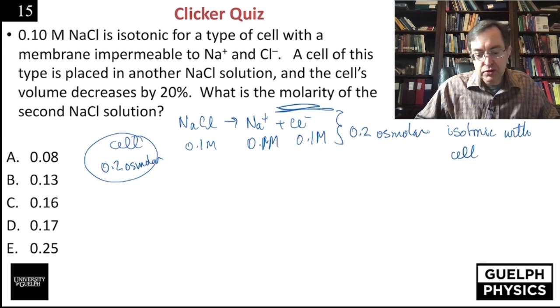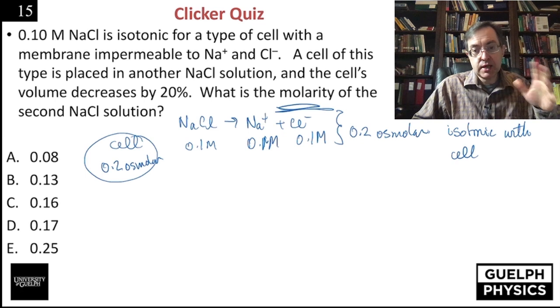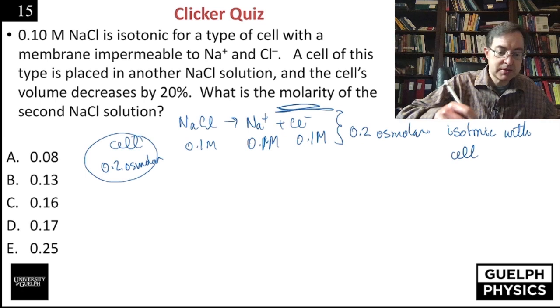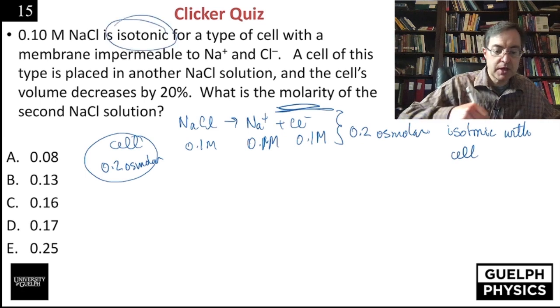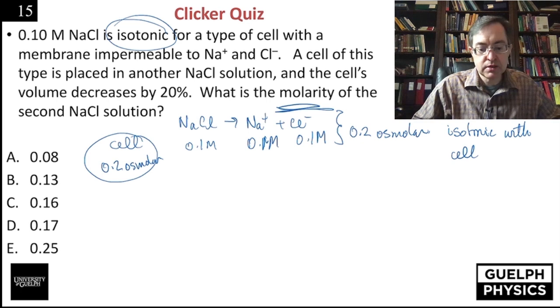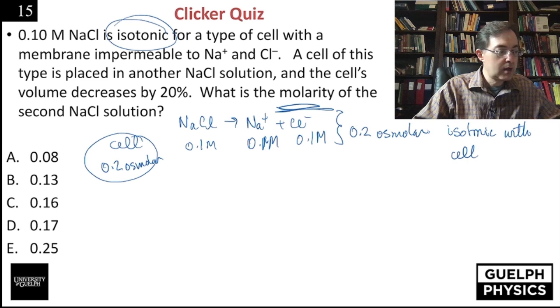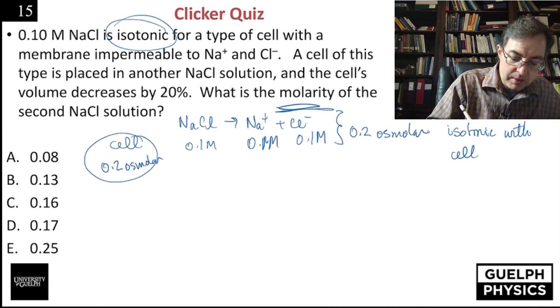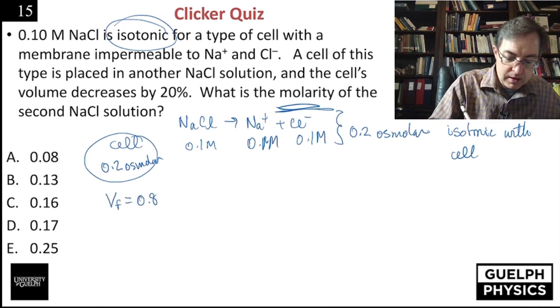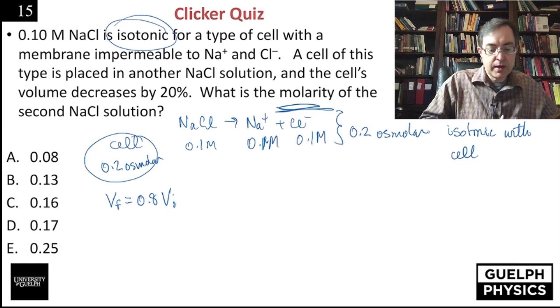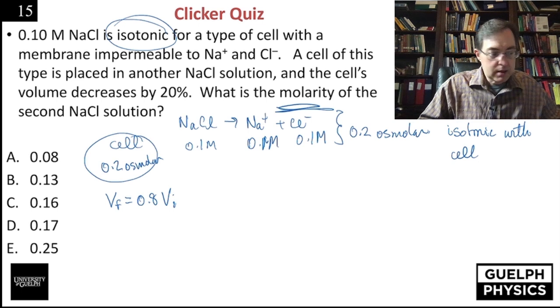So I know about the cell. That's the first thing I do, I get some information about the cell because of the information in the first sentence that this solution is isotonic. And then you take this cell and put it into another sodium chloride solution, and the cell's volume decreases by 20%, okay? So that means that the final volume is 80% of the initial volume, all right?